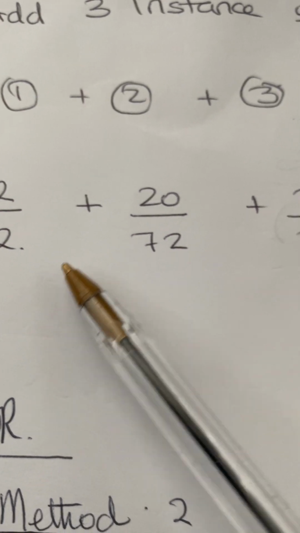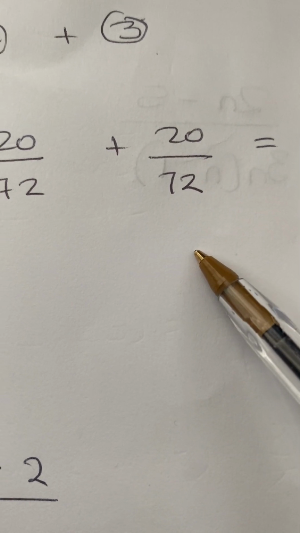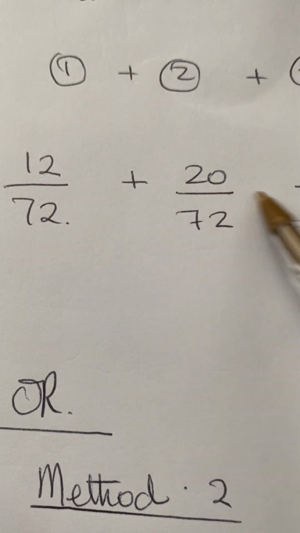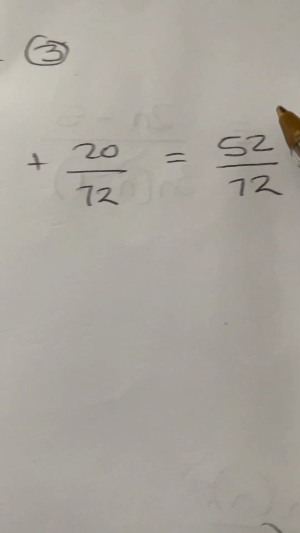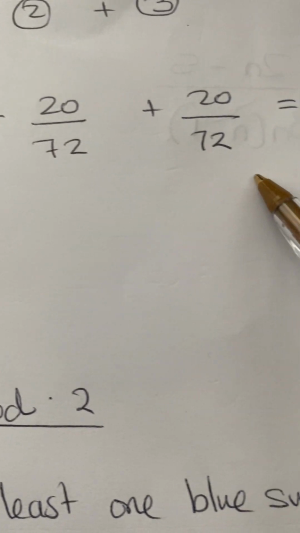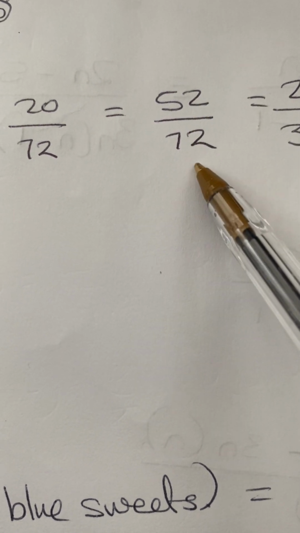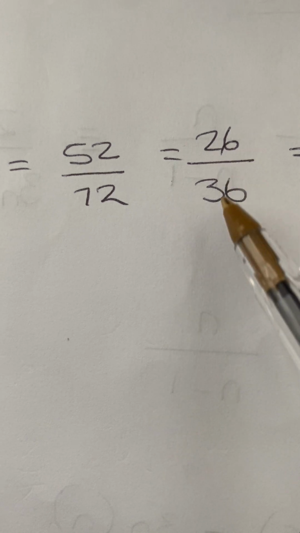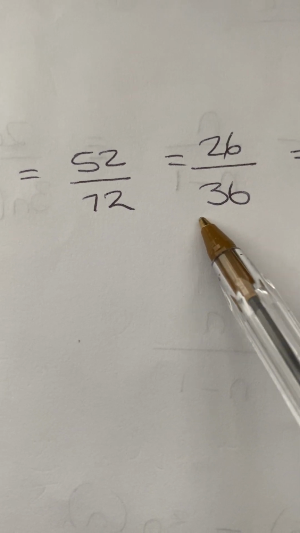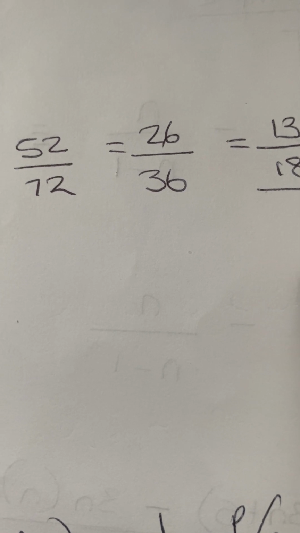12/72, 20/72, and 20/72. If you add the numerators, 12 plus 20 is 32, plus 20 is 52. The denominators are the same, so 72. So 52 over 72. If you reduce, you get 26 over 36. And then again, you have 13 over 18.